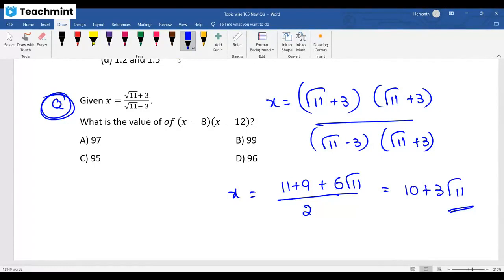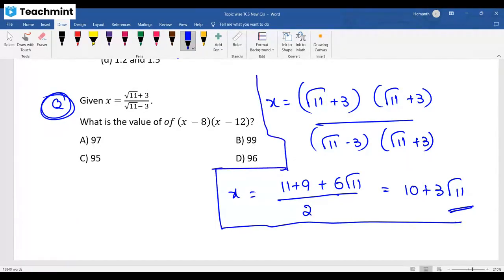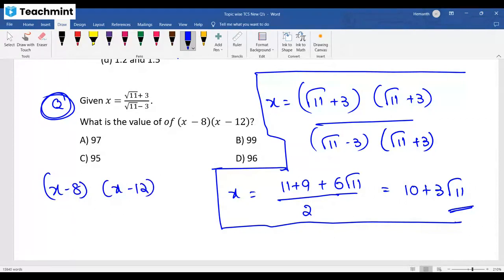Fine, but you start doing it, because the question has not yet ended. This is what we got so far, right? Next, what do you want to do? x minus 8 will be 2 plus 3 root 11. x minus 12 is minus 2 plus, right? So here x minus 2 is 3 root 11 minus 2 will come.